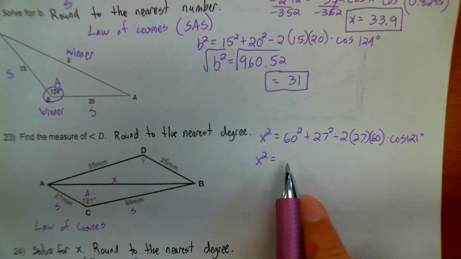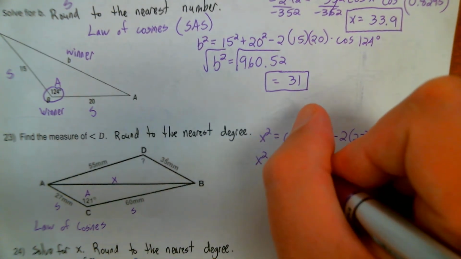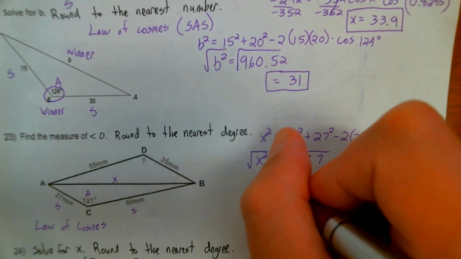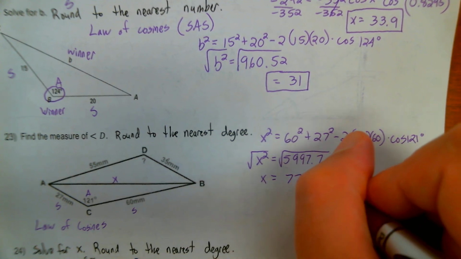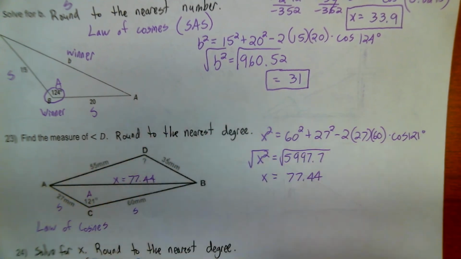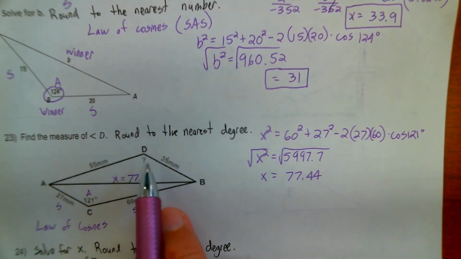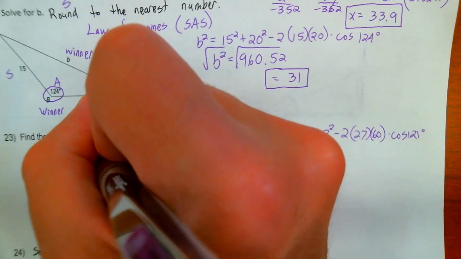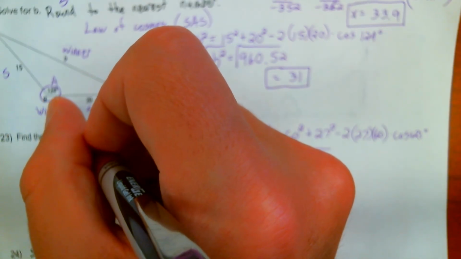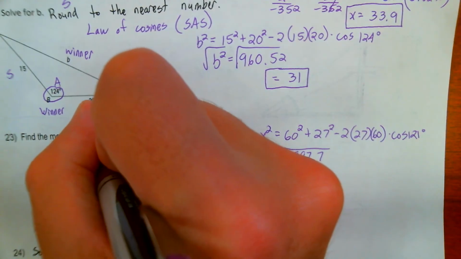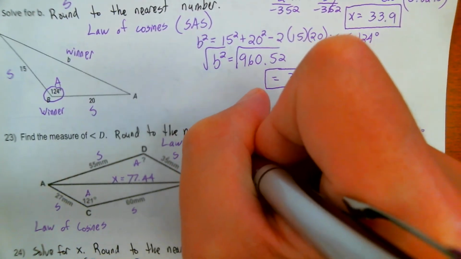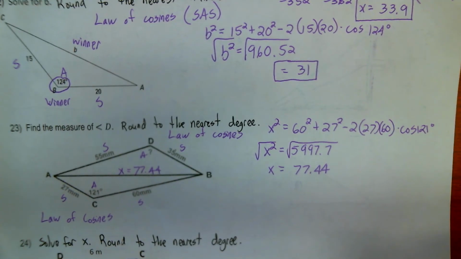If you type all this into your calculator, you're going to get x squared is equal to this huge number, 5,997.7. We take the square root of that, and next we get 77.44. So this length is 77.44. Now I have side, angle, side, and the side across from it. So once again, side, angle, side: law of cosines again. So we get to have some more fun twice.